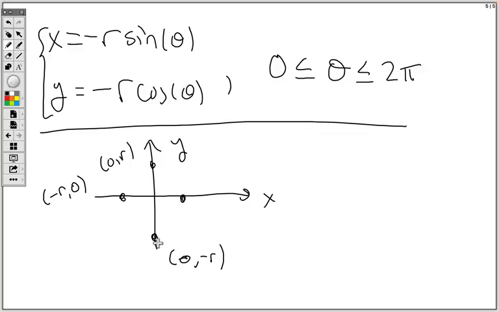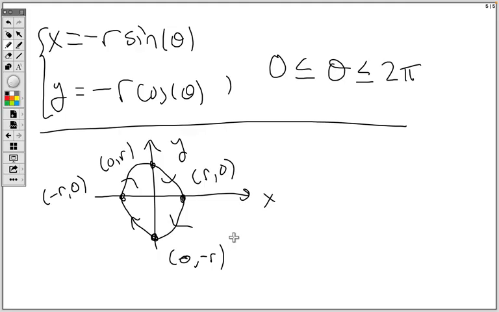So wait a minute, it was 0. Yeah, pi over 2, pi, at 3 pi over 2 rather. At 3 pi over 2, the sine of 3 pi over 2 is negative 1 times negative r, so I'd be at x equals r, and then the cosine there is 0. And then finally at 2 pi, I'm back to where I start. X is 0, y is negative r. So this is in fact doing exactly what I want it to do.